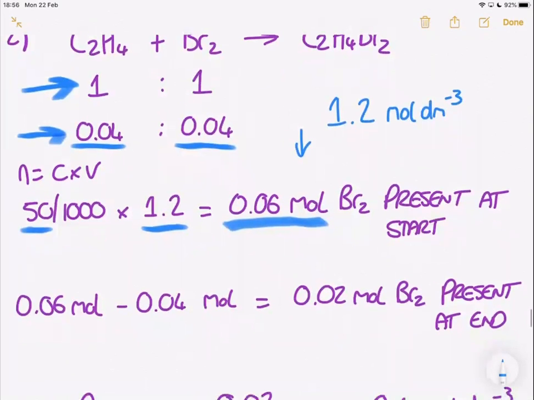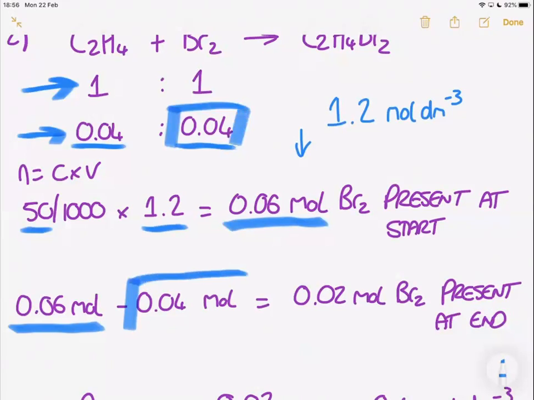It's a simple subtraction. If 0.06 moles of bromine were present to begin with, that's an excess. We can take away the amount that will actually react, which we worked out in that very first step was 0.04. So just to show you the relationship there, I know it all gets a bit crazy with the blue highlighting, but it's just to show you how we're tracking through. That means that 0.02 moles of bromine are now left over, present at the end of the reaction.